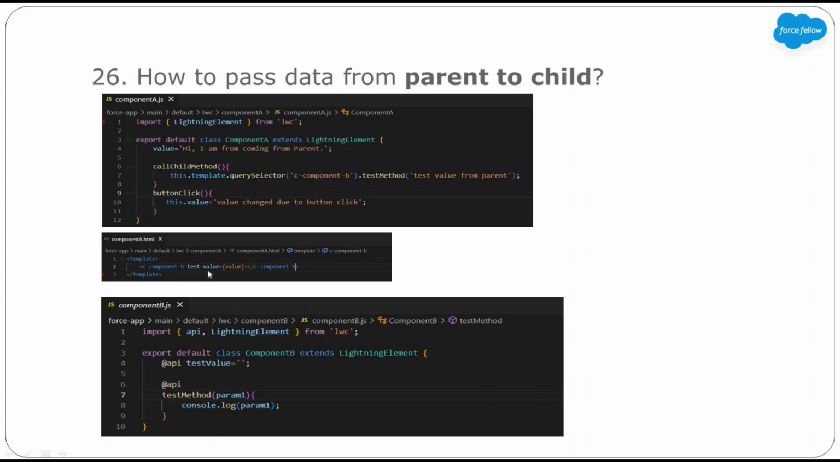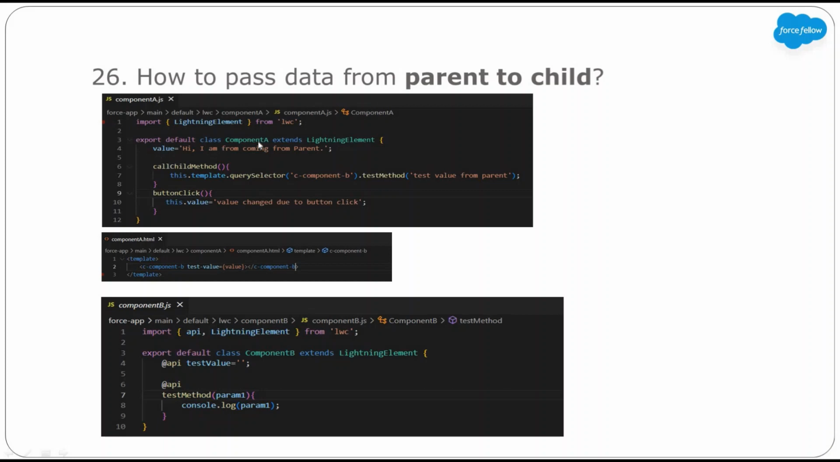So that's why before V we have added a hyphen. So now test hyphen value, and whatever value we want to pass, we can pass from here. So in this example, I have a value variable in component A. So you can see over here on line number 4, the component A.